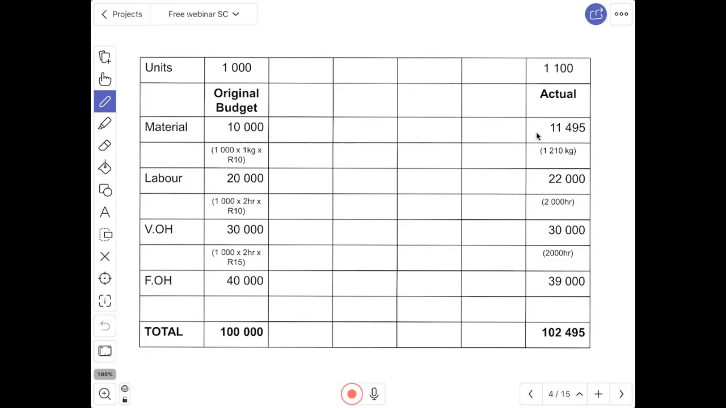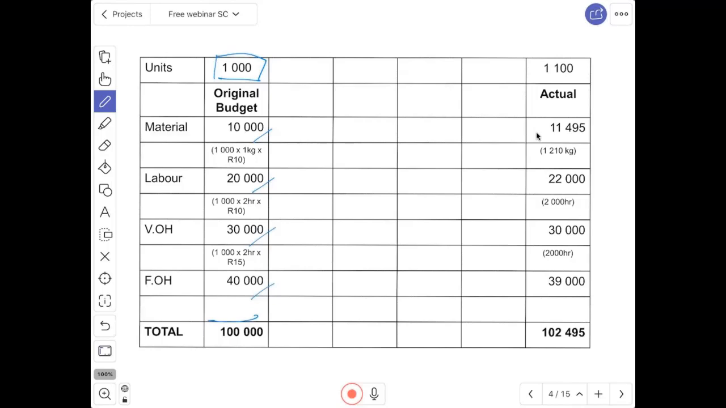Okay, now let's go into the financial year. We have our budget. We said we are going to produce 1,000 units. So we budgeted for 1,000 units, and this will usually be part of the given information. And it will cost us, this is the budget, remember, at the start of the period, 10,000 for material, 20,000 for labor, 30,000 for variable overheads, 40,000 for fixed manufacturing overheads. So total budgeted cost, 100,000 Rand. And then we look at the actuals.